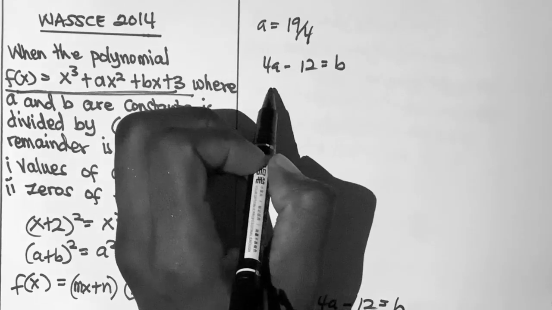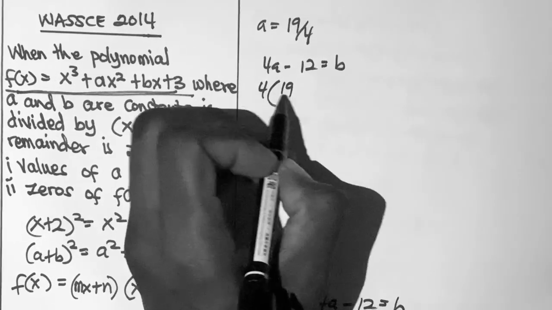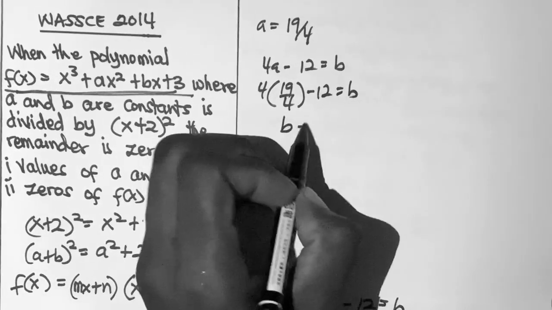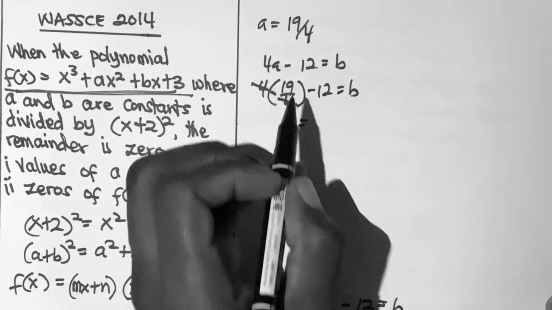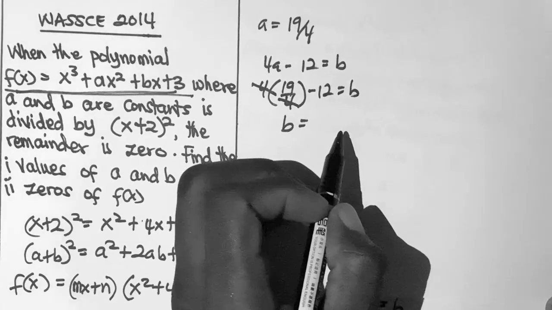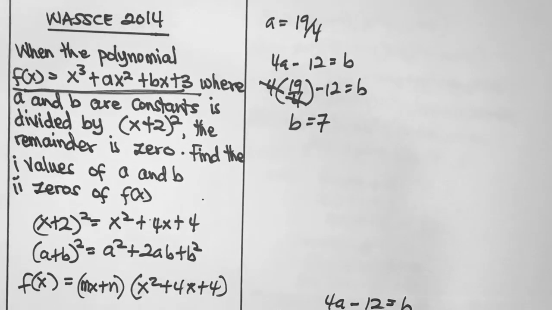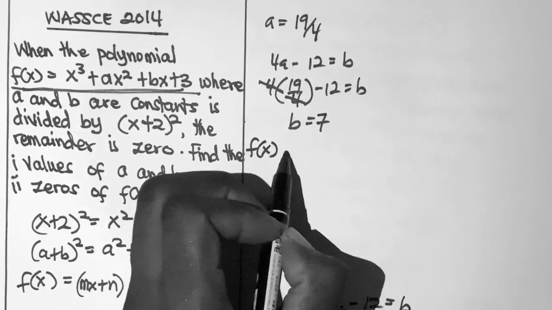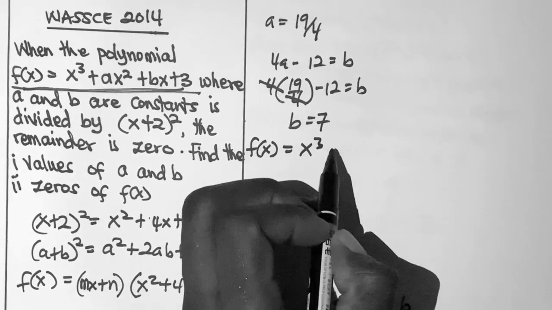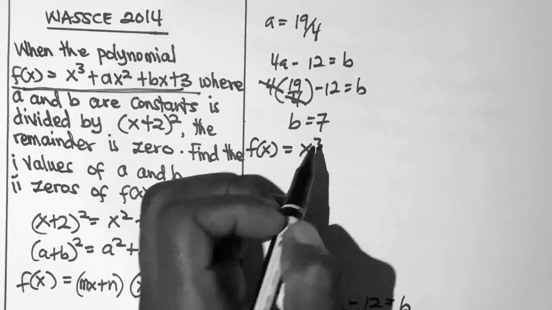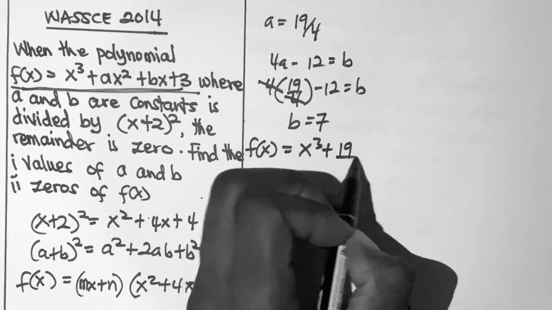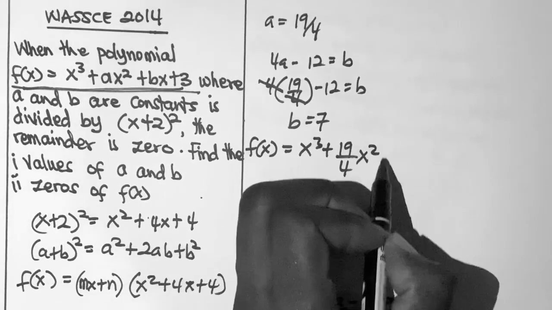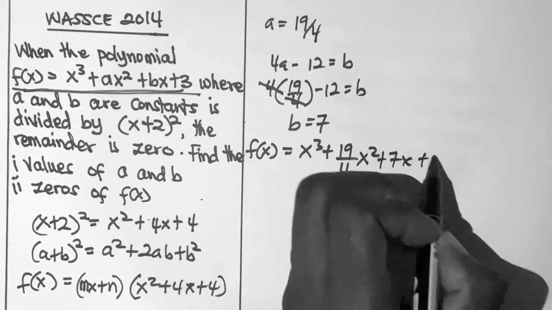So 4 times 19 divided by 4 minus 12 is equal to b. So b is equal to, this 4 and this 4 can cancel, 19 minus 12. So b is equal to 7. So we can write the equation of f of x. So f of x is equal to x cubed, then a is 19 over 4, so plus 19 over 4 x squared, then plus b, so plus 7x, then plus 3.